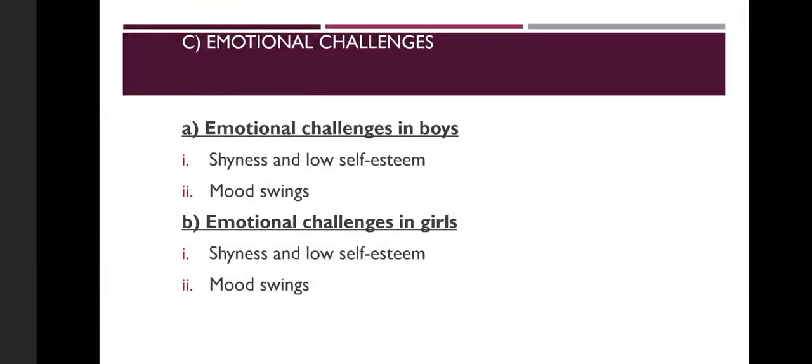The third category of challenges that boys and girls normally experience during puberty is the category we are calling emotional challenges. The emotional challenges that boys will experience are shyness and low self-esteem, and number two, mood swings. The girls will also experience the same challenges, in that challenge number one that they will experience is shyness and low self-esteem, and at the same time they will be having some mood swings.